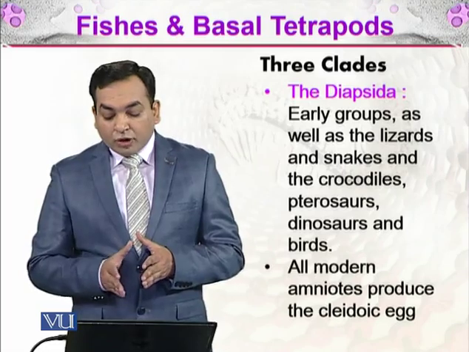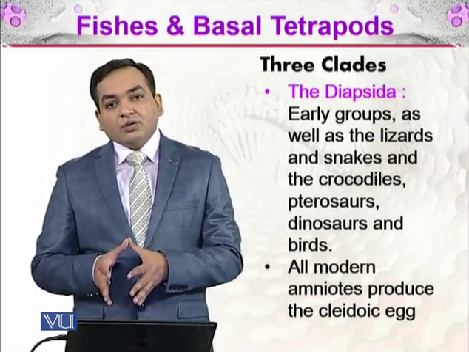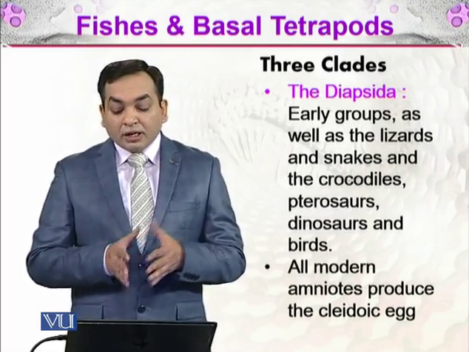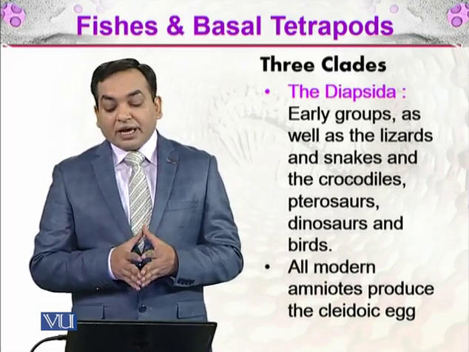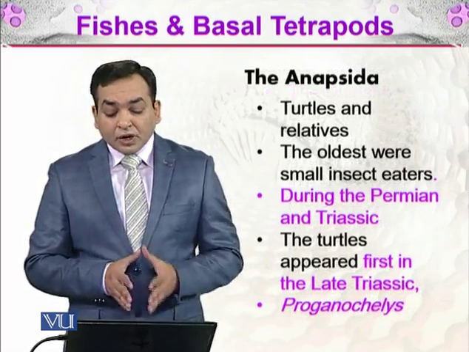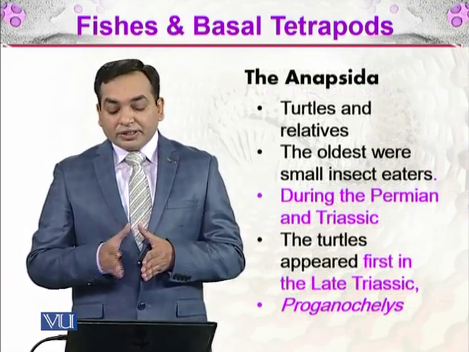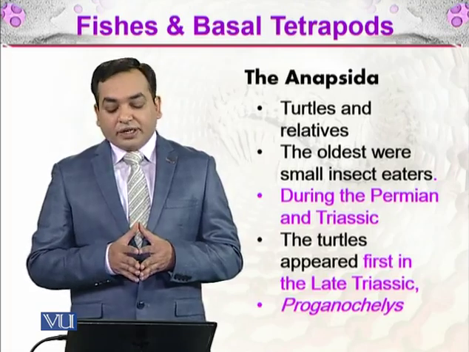All modern amniotes produce cleidoic eggs. So all of these were producing cleidoic eggs. The first two we will be discussing in this topic, and the Diapsida we will be discussing in the next topic. The Anapsida are the turtles and their relatives, and the oldest were the small insect eaters.